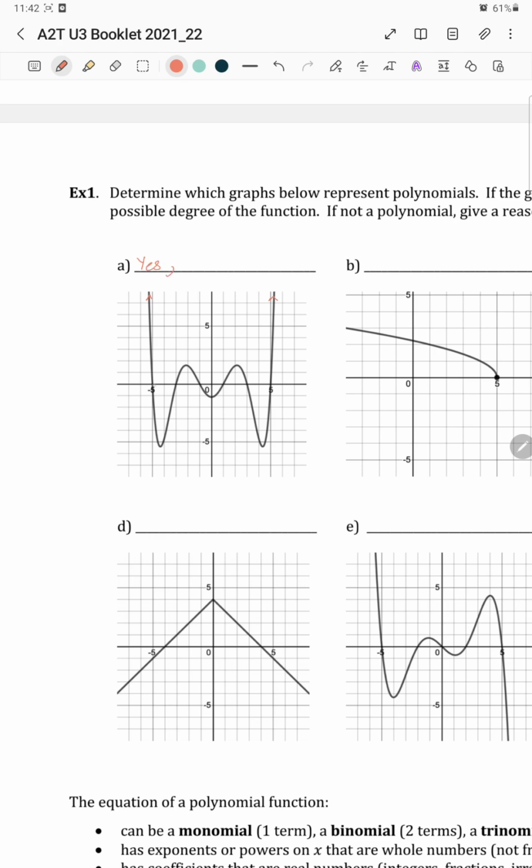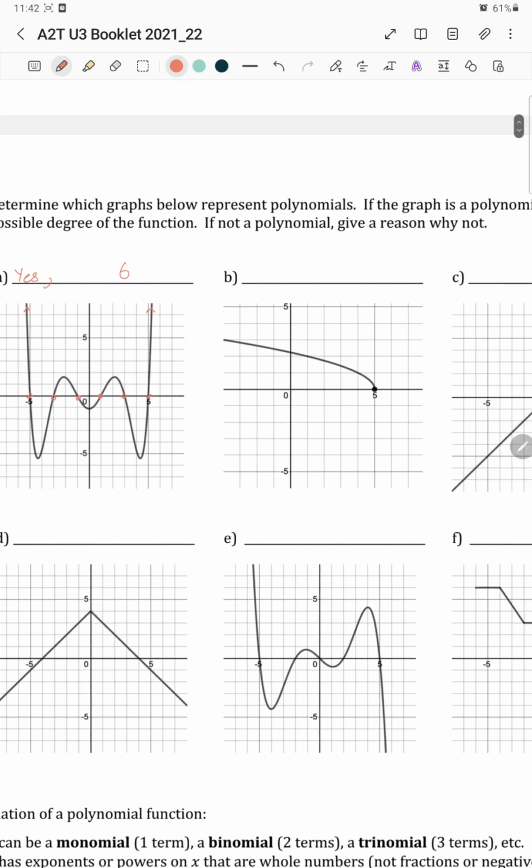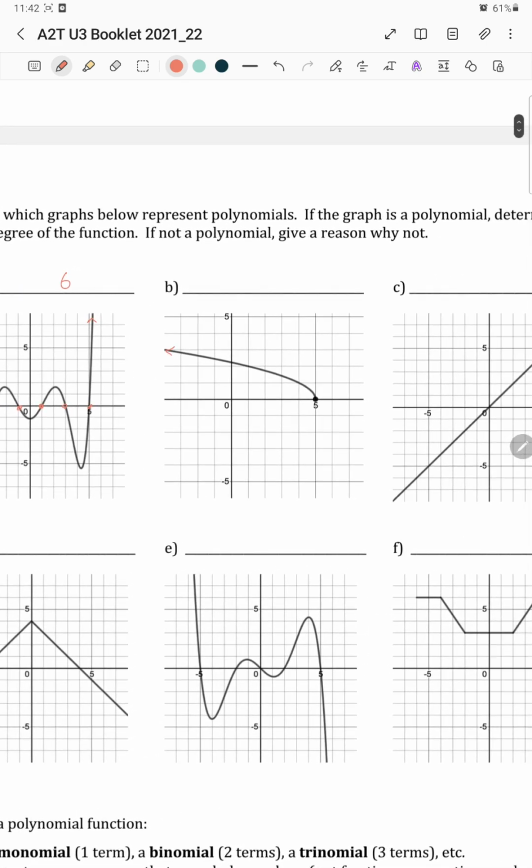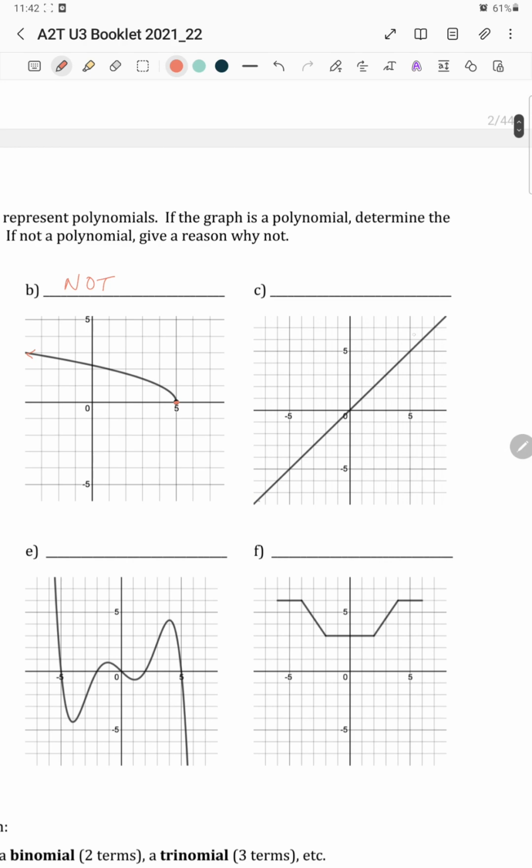Then what will be the degree? 1, 2, 3, 4, 5, 6. Degree is 6. So it is not going to end from here, but it is ending from here. So it's not a polynomial. This is not ending from both sides. So yes, this is a polynomial. And the degree is 1, it means it's a linear polynomial.